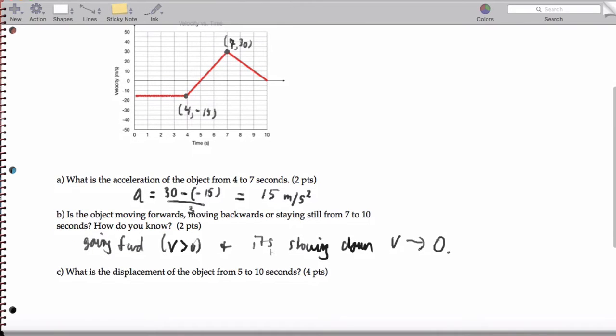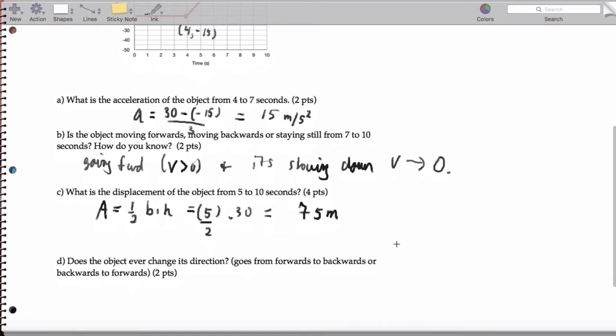And then the displacement of the object from 5 to 10 seconds, that's just going to be the area, which in this case is going to be 1/2 times the base times the height. And the base here is going to be 5 times 1/2, and the height is going to be 30. So that's going to give us a 75 meter displacement.